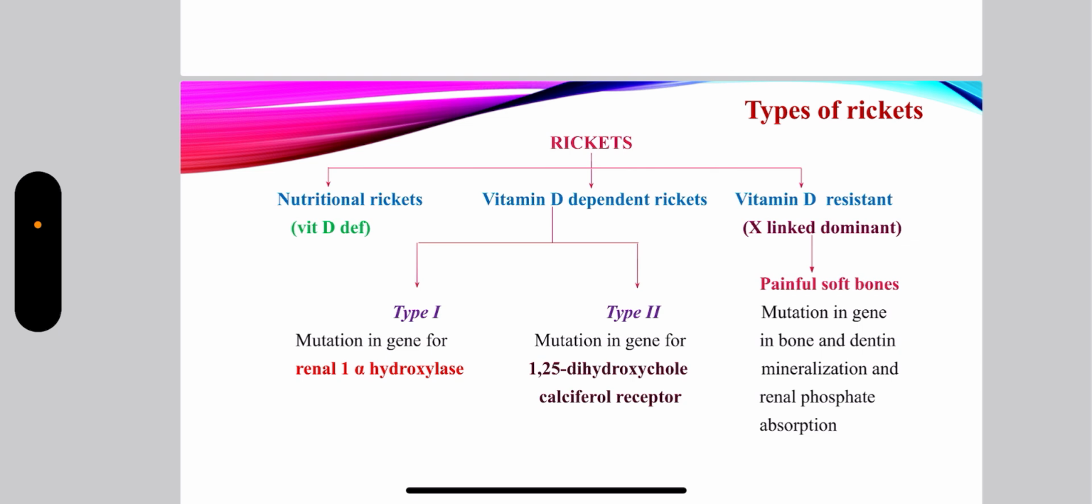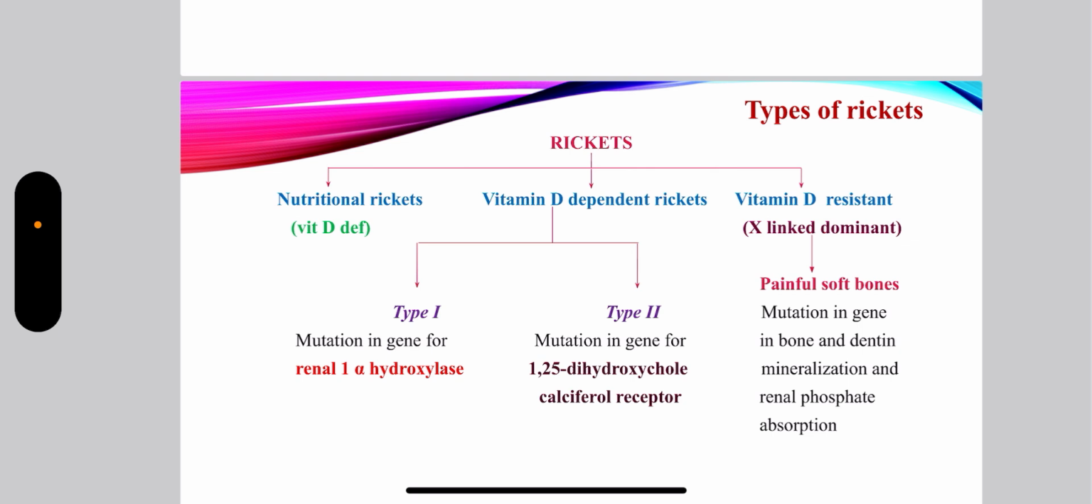Type 2 is also an autosomal recessive condition and it occurs because of mutation in the gene for the 1,25-dihydroxycholecalciferol receptor. The problem is at the receptor level. It is not a problem of vitamin D; the defect is at the level of the receptor. In other words, there is prevention of normal physiological response to 1,25-dihydroxycholecalciferol.